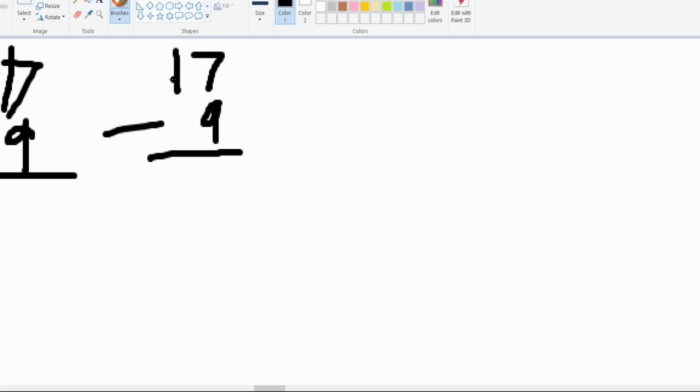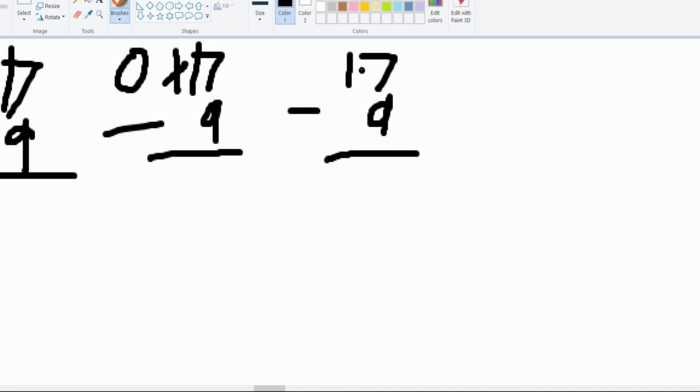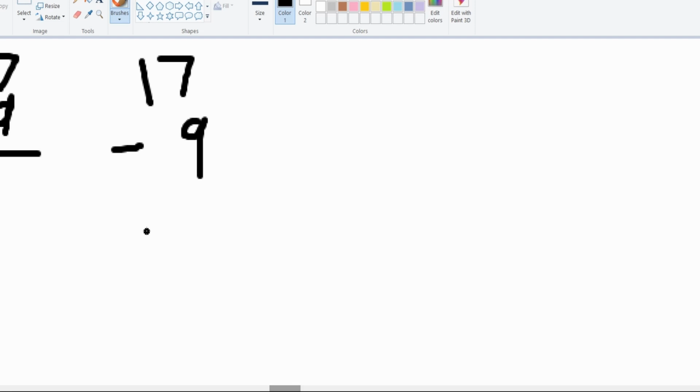In order to do that, we're going to have to get rid of this 1, make it a 0, put it in front of the 7. So now we have 17 minus 9. Now what we're going to want to do next is get rid of this 1, make it a 0, and lend it to the 7.